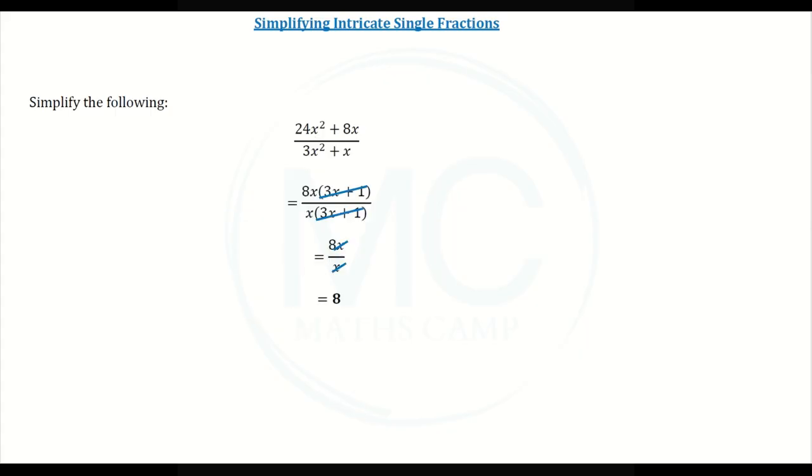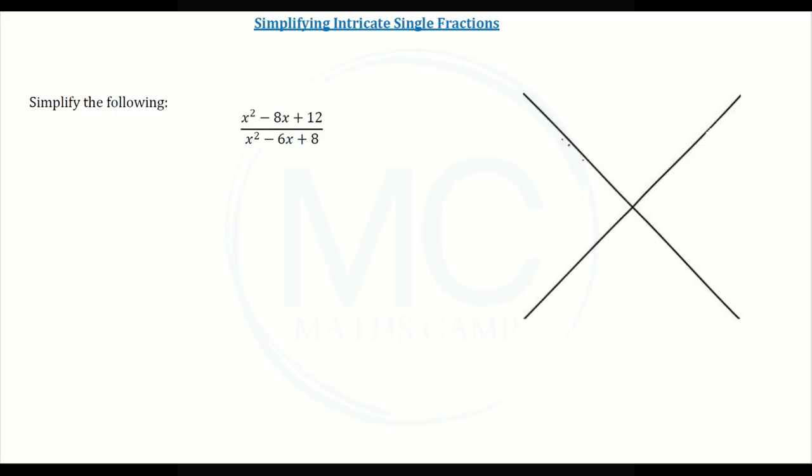Let's do another example. Simplify the following: x squared minus 8x plus 12 over x squared minus 6x plus 8. Now, both the numerator and the denominator contain quadratic equations, so we have to factorize both top and bottom before we can cancel. Let's start by putting in our big X. I want to focus on the equation in the numerator up here. x squared minus 8x plus 12.